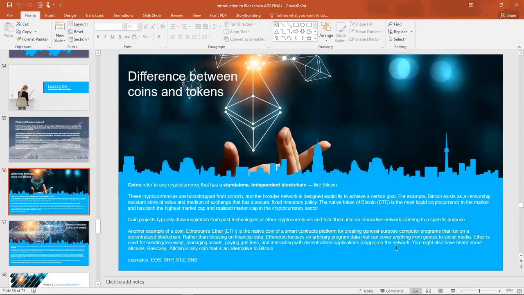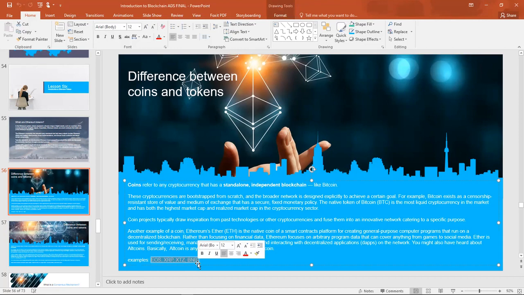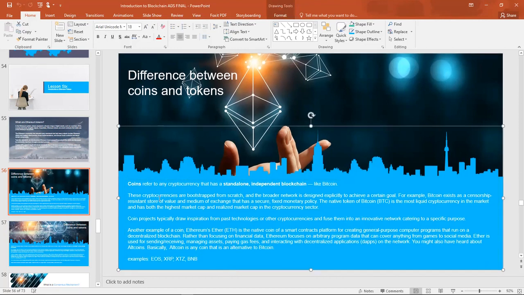So you might also have heard about altcoins. Basically, an altcoin is any coin that is an alternative to Bitcoin, like EOS, XRP, XTZ, BNB. All of these coins have their own independent blockchain, as we have described. So they solve a particular problem, and that solution is embedded together with the coin.